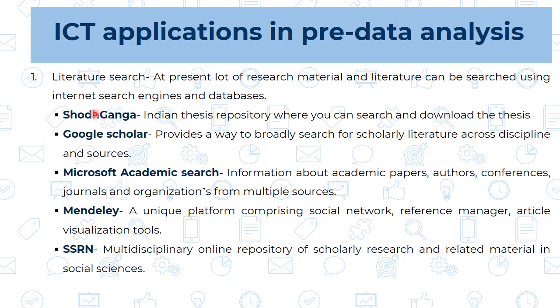First is the literature search. At present, a lot of research material and literature can be searched using internet search engines and databases. For example, Google. With the help of the Google search engine, we can search all kinds of variety of information which is available. In the case of research, we are going to see a few tools which are specifically made for research.